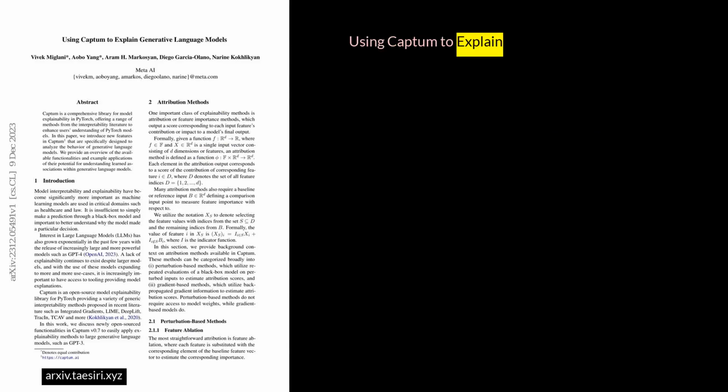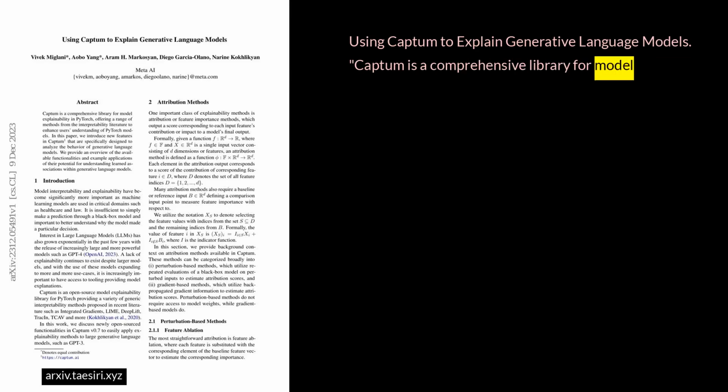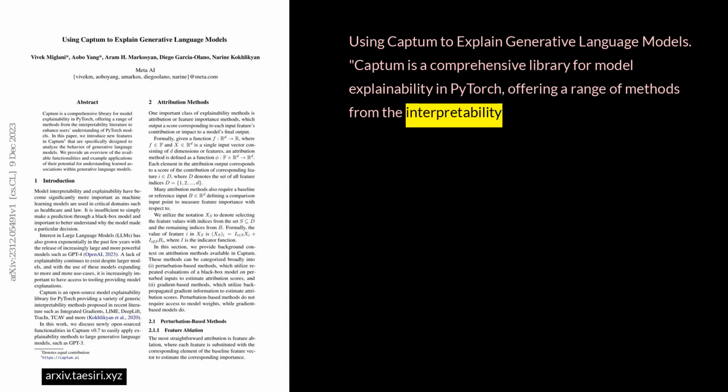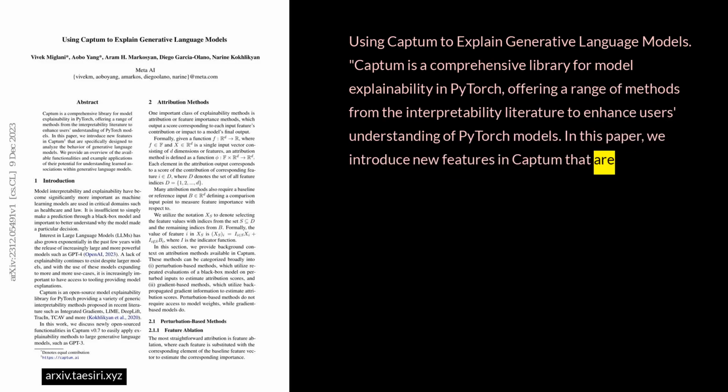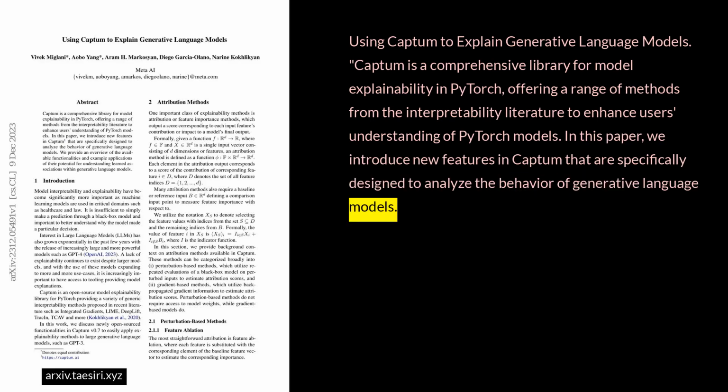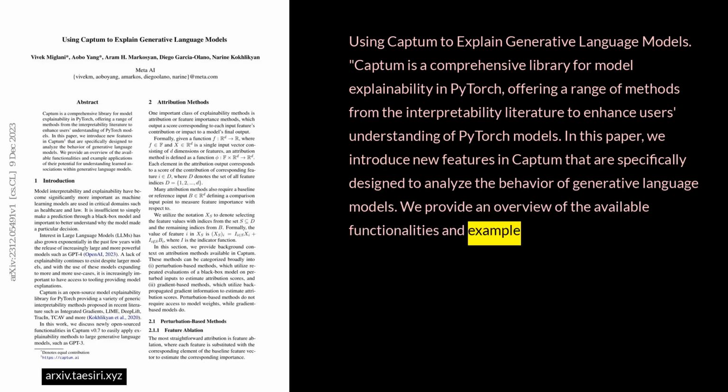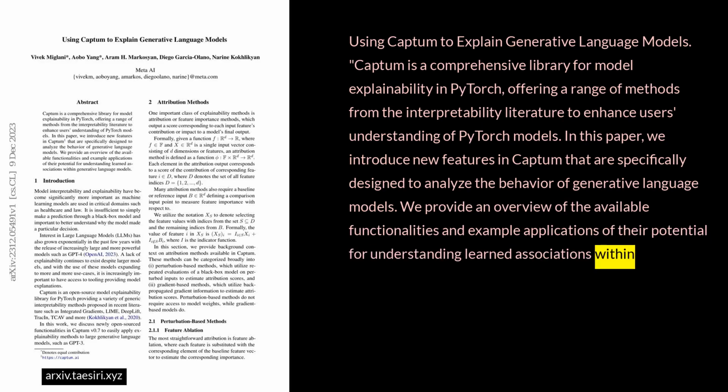Using Captum to explain generative language models. Captum is a comprehensive library for model explainability in PyTorch, offering a range of methods from the interpretability literature to enhance users' understanding of PyTorch models. In this paper, we introduce new features in Captum that are specifically designed to analyze the behavior of generative language models. We provide an overview of the available functionalities and example applications of their potential for understanding learned associations within generative language models.